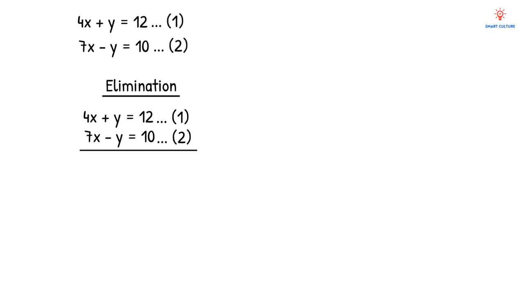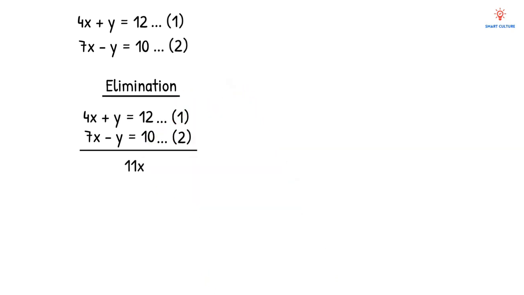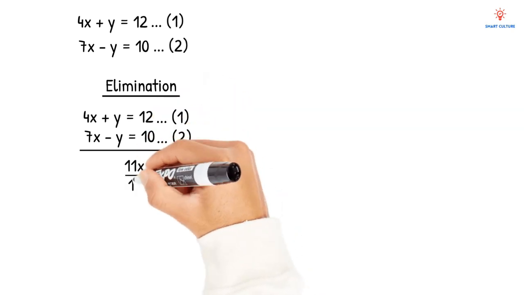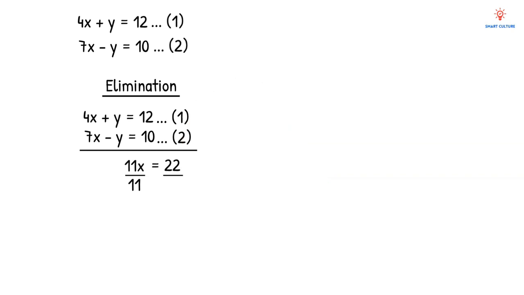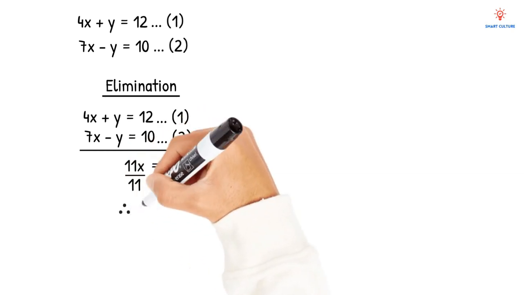So what is 4x plus 7x? That equals 11x. Plus y minus y, that will cancel out, so we eliminate this variable. 12 plus 10 equals 22. So now we have 11x is equal to 22. Remember, we want to solve for x, so we have to isolate it. We can do this by dividing 11x by 11. Whatever we do on the one side, we have to do on the other side as well. 22 divided by 11 is equal to 2. So x is then equal to 2.